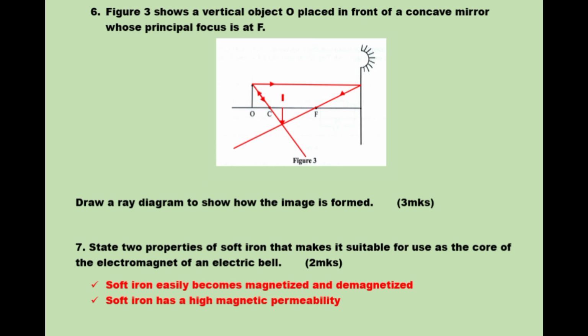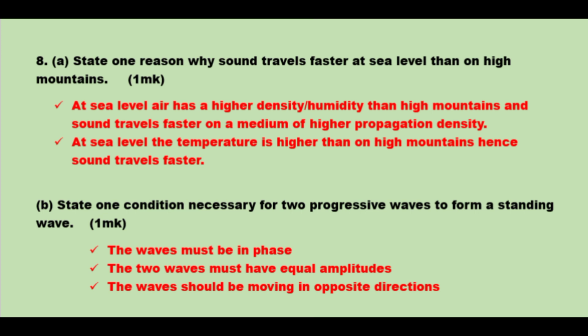Question 8a. State 1 reason why sound travels faster at sea level than on high mountains. So you realize that at sea level the temperature is higher, therefore sound travels faster where the temperatures are higher. Another point is that at sea level air is denser. Remember, there is humidity, there is moisture in the air from evaporation.